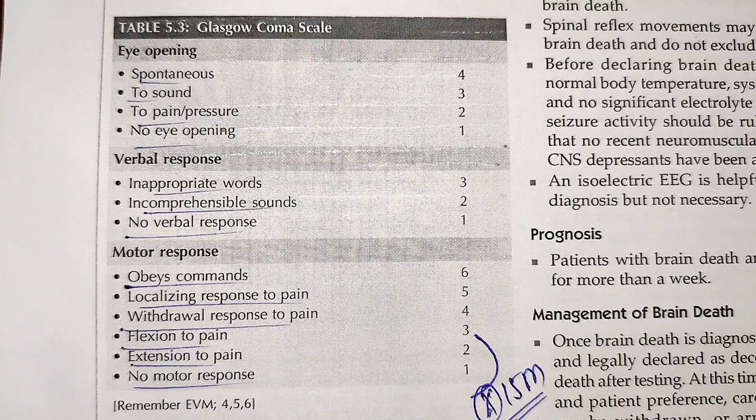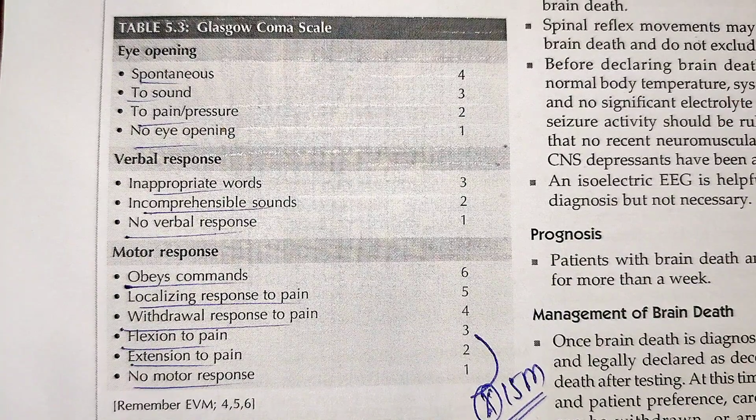Then for verbal, we'll score based on the verbal response. If there is no verbal response, we'll give a score of 1. If the patient gives incomprehensible sounds rather than words, a score of 2 is used. If the patient says inappropriate words, a score of 3 is given.